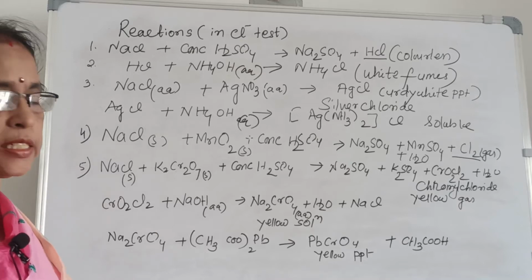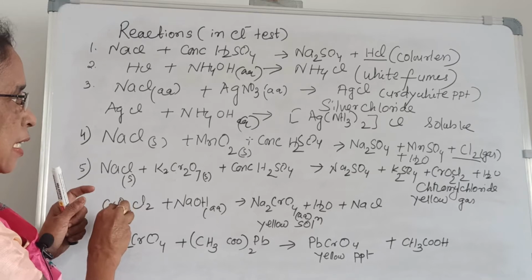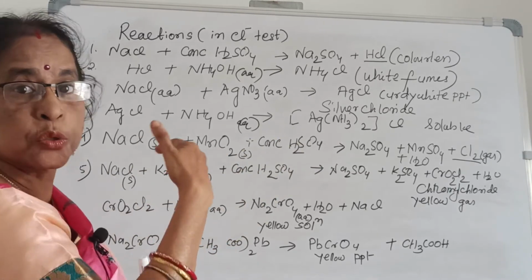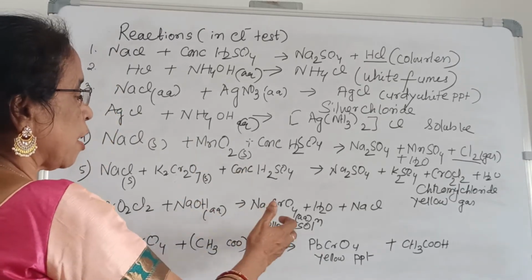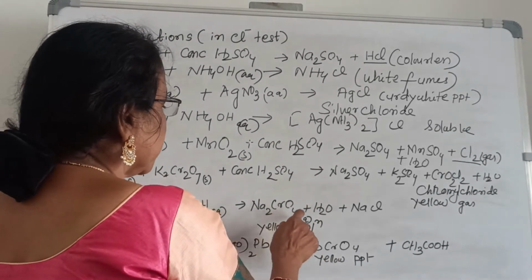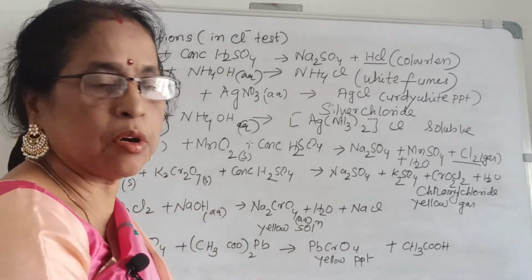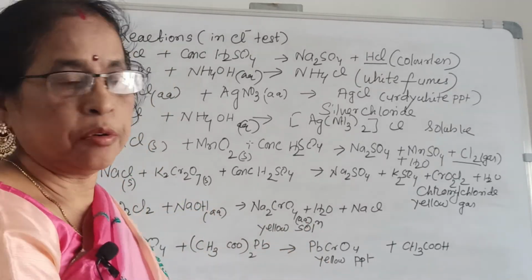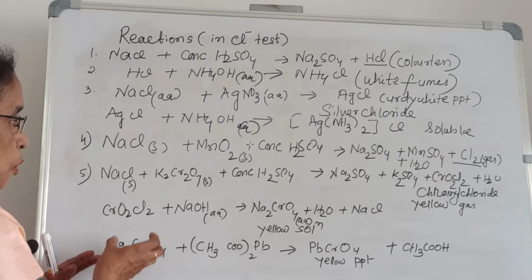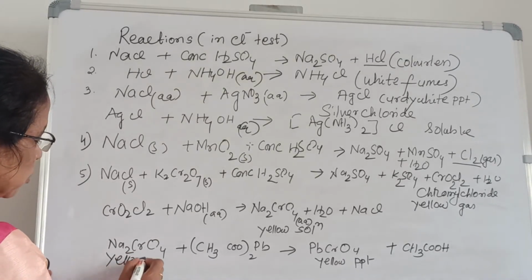That yellow colored gas, chromyl chloride, is passed through sodium hydroxide solution in a test tube. What happened? The whole solution turned yellow. Why? Because it forms sodium chromate. Sodium chromate is yellow in color and is in aqueous solution, so a yellow colored solution is formed.